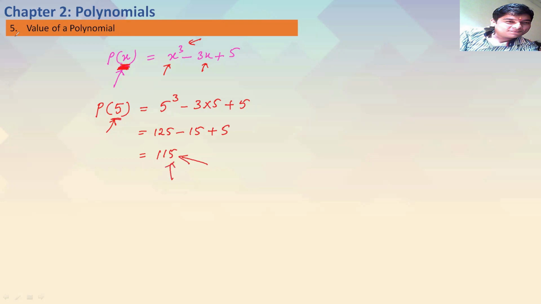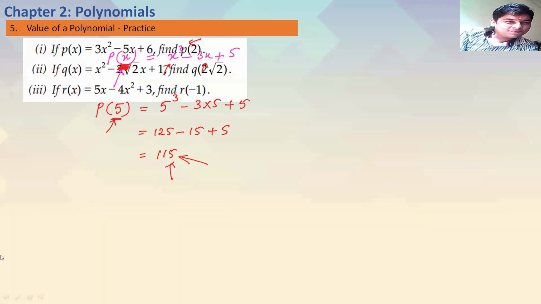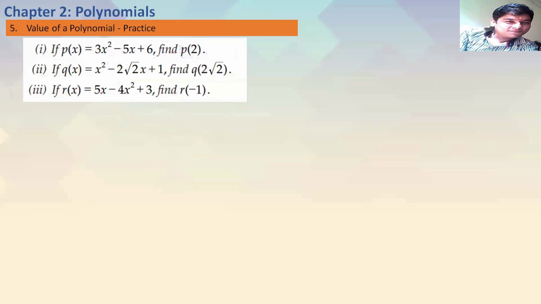Let's do a few questions based on this, Ankita. Come on, solve and get me the answer. Do it on paper. P(x) is equal to 3x squared minus 5x plus 6. You have to find out P(2). 3 times 4 is 12, minus 10, plus 6. The answer is 8. I'll note it. Output is 8. Okay. Next one.